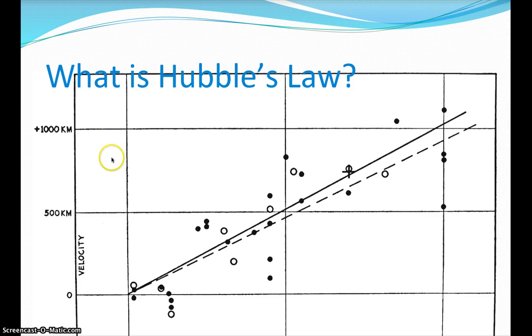And this is a graph showing some data and the straight line, which is what we call Hubble's law. The vertical axis is the speed of the galaxies, and the horizontal axis is the distance of the galaxies.